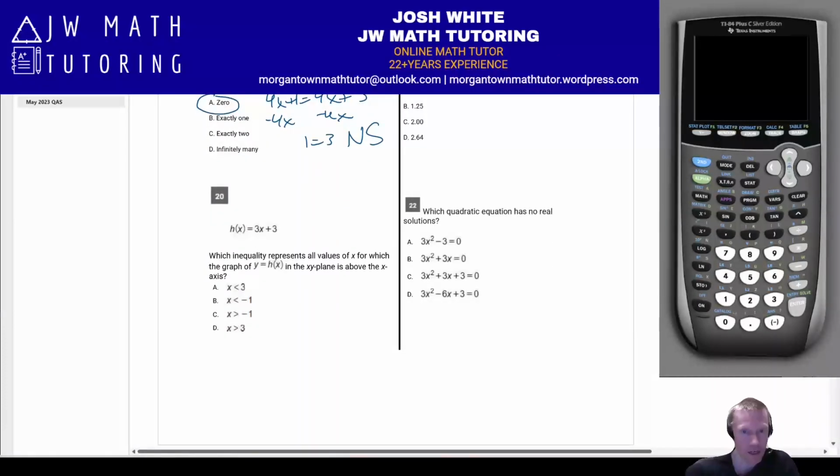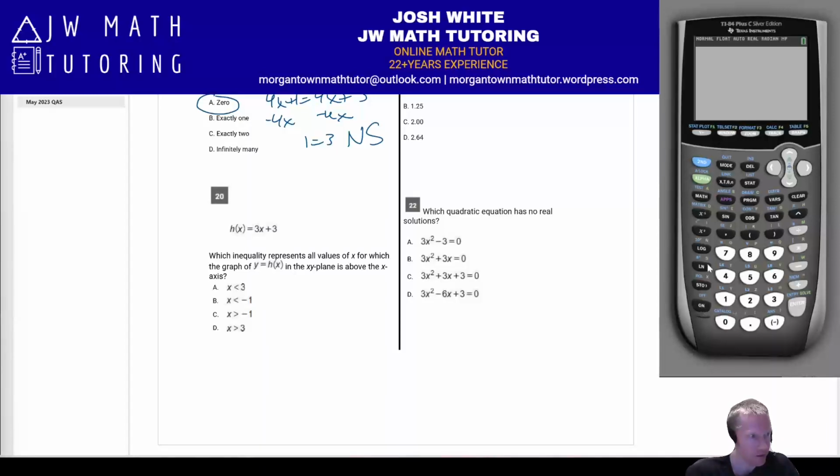Now for number 20, down here at the bottom, there are also multiple ways that you could do this. So it says, okay, we want an inequality. Basically, it wants to know which values of x for the graph of this function are above the x-axis. So obviously, one way you could do this is you could just go to the calculator. Easiest way, I would say, go to the calculator and just graph it out. So I'm going to just graph 3x plus 3.